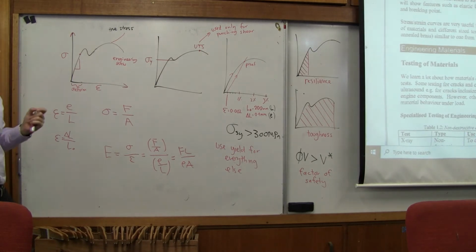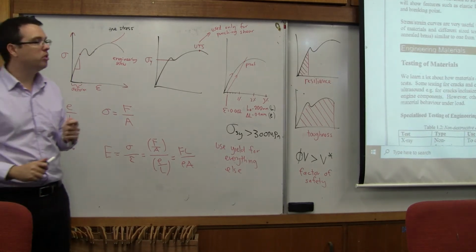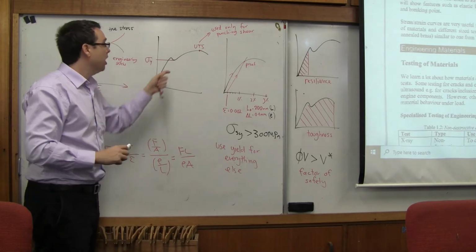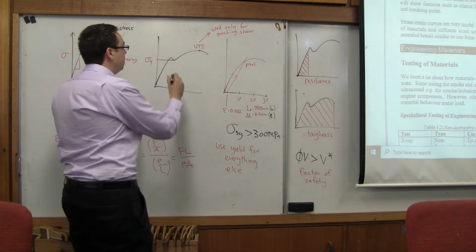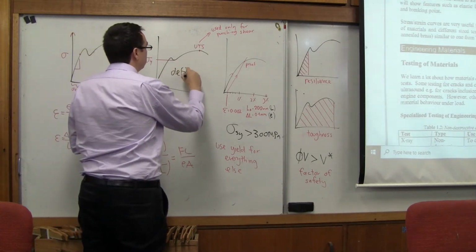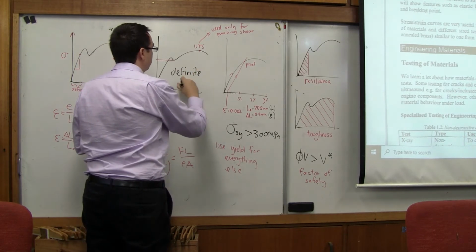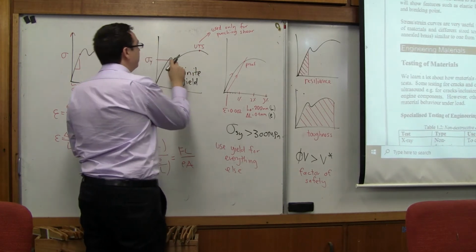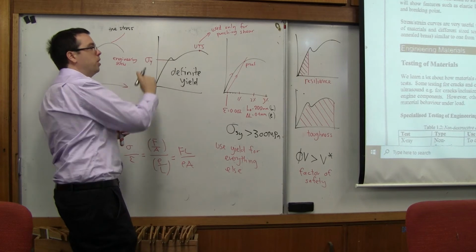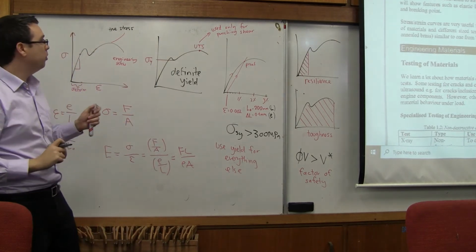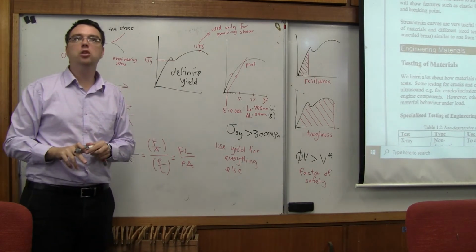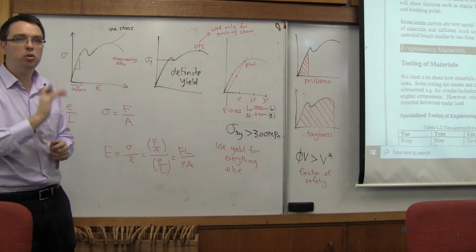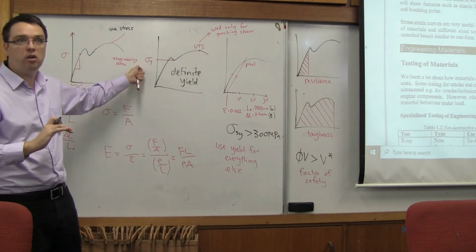Now, we're going to talk about one exception in a second, but first we need to be able to find the proportional limit. There are two different ways to find it. In this case, we have definite yield. At this point, we can clearly see the bottom of this little bump on the graph. When we can see that little bump, that's what we use. That's the lower yield point. That is the absolute value that we want to make all our designs from.